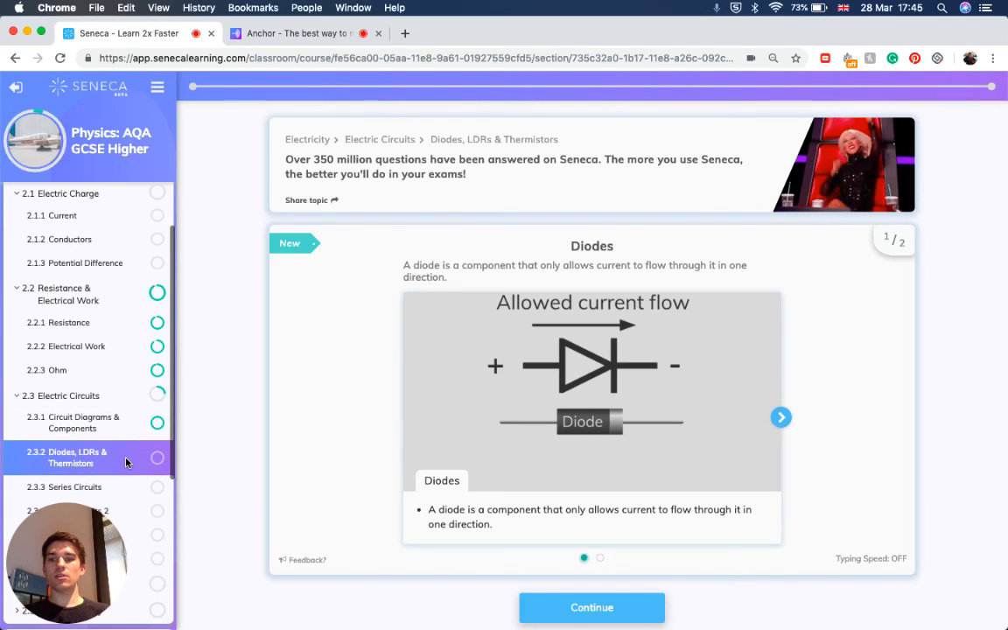In this second episode, looking at electric circuits, we're going to look at diodes, LDRs, and thermistors. So first of all, a diode is a component that only allows current to flow through it in one direction.